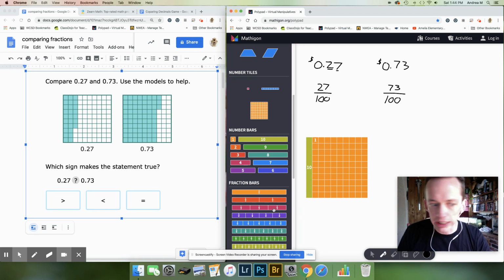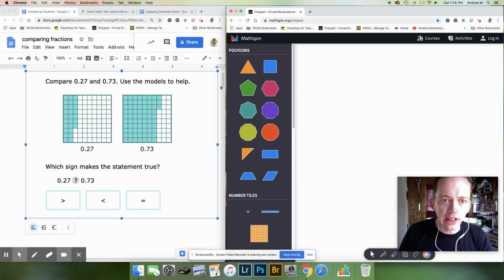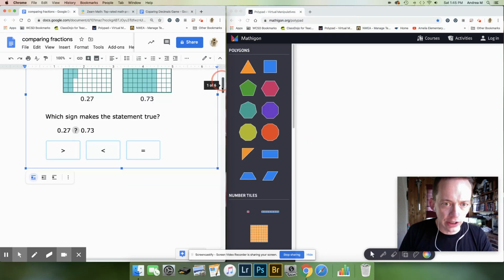So what we're taking a look at here is what makes that sentence true. Well, this right here, greater than. We would say that, less than. Misspoke, less than. 27 hundredths is less than 73 hundredths. Okay, so that's that first example. Let's scroll down over here and take a look at this one.